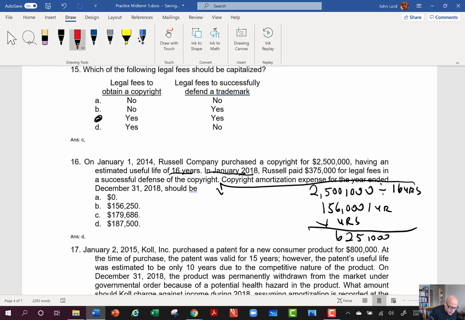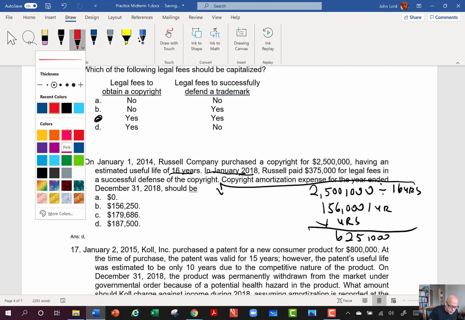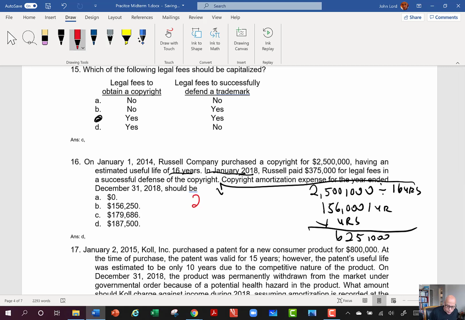So I'm just going to go over here and change this to red, just because we've got a bunch of numbers swimming around here. I had 2,500,000. I depreciated off of that for those 4 years 625,000. So I had a book value at the start of 18 of 1,875,000. Okay. Now, what am I going to do with that?